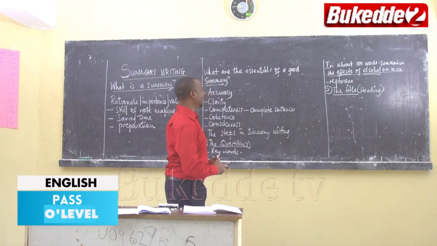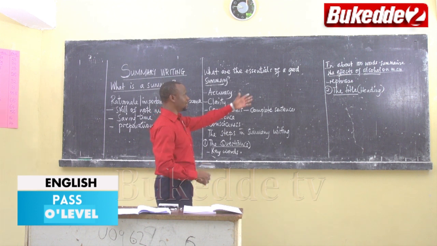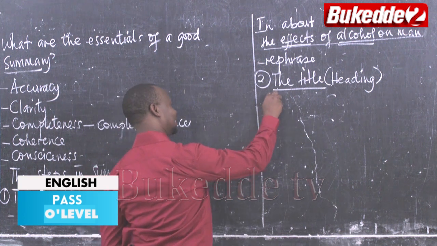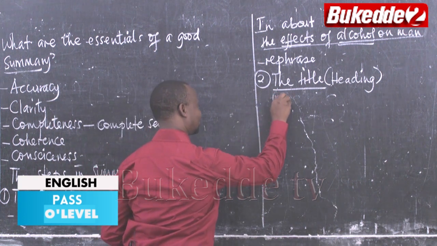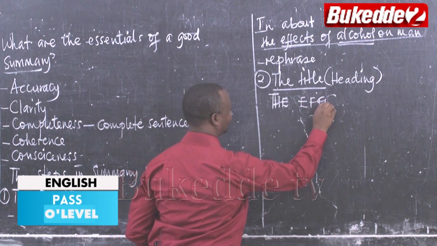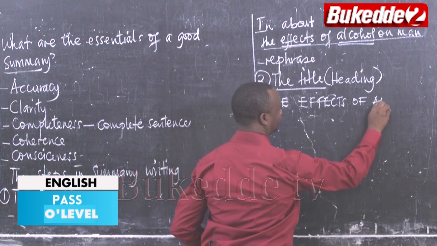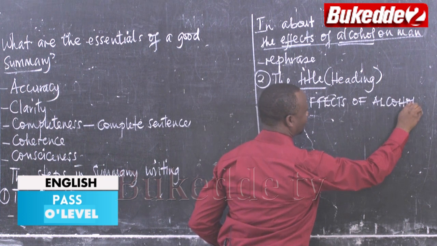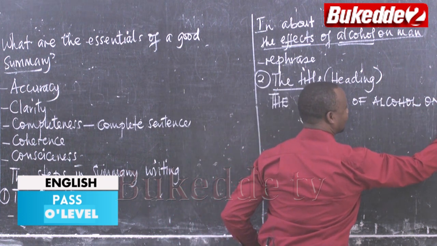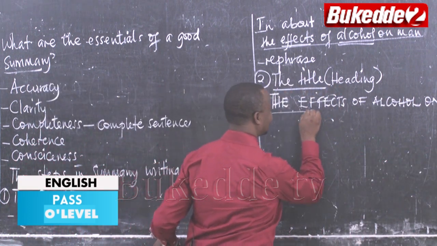For example, in the question above, in about 100 words, summarize the effects of alcohol on man. So here, your title is going to be the effects of alcohol on man. Do not leave it hanging like it is. Make sure it is underlined smartly.